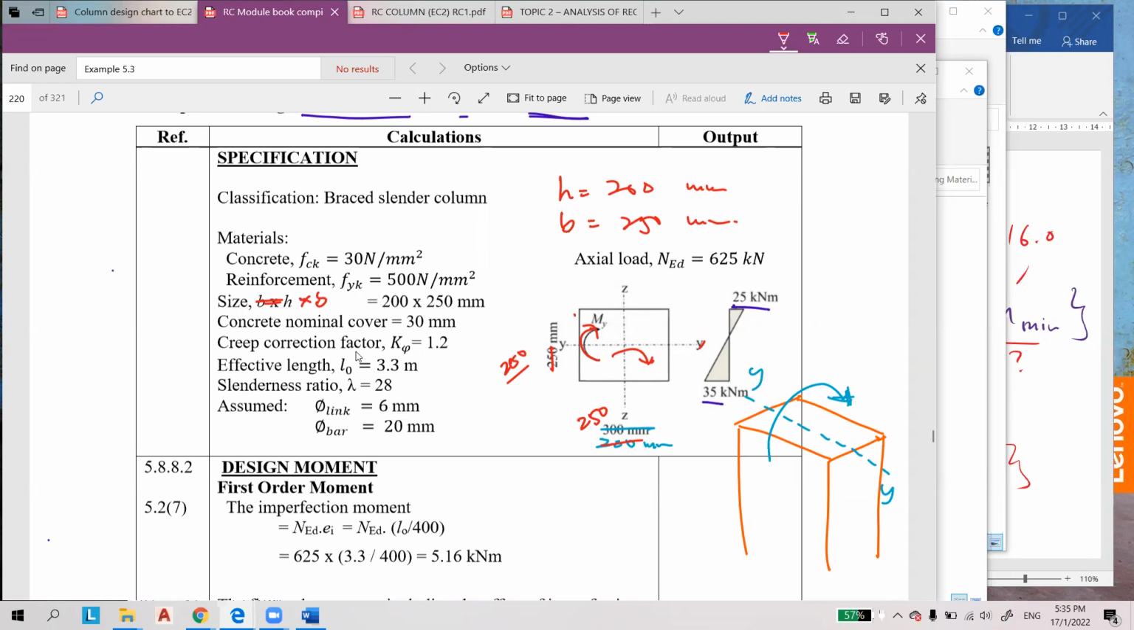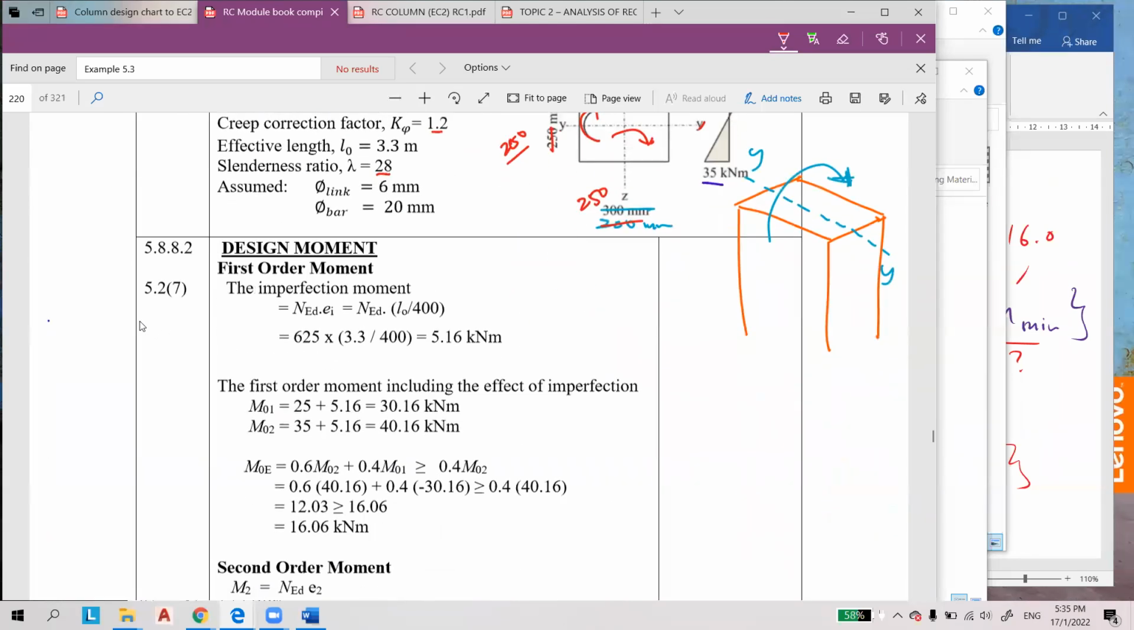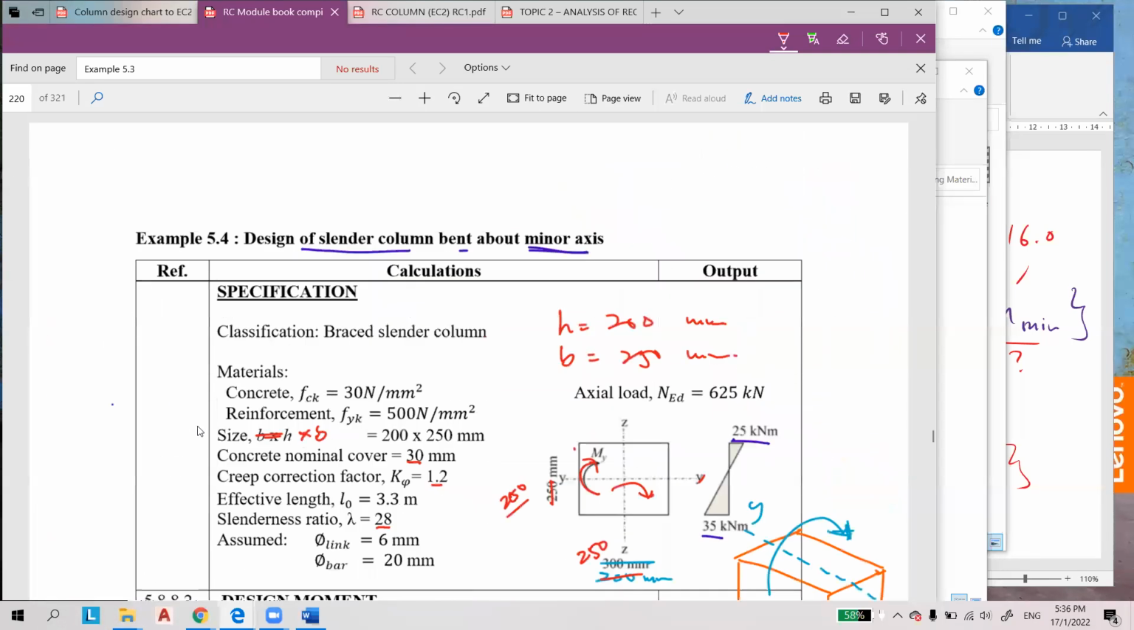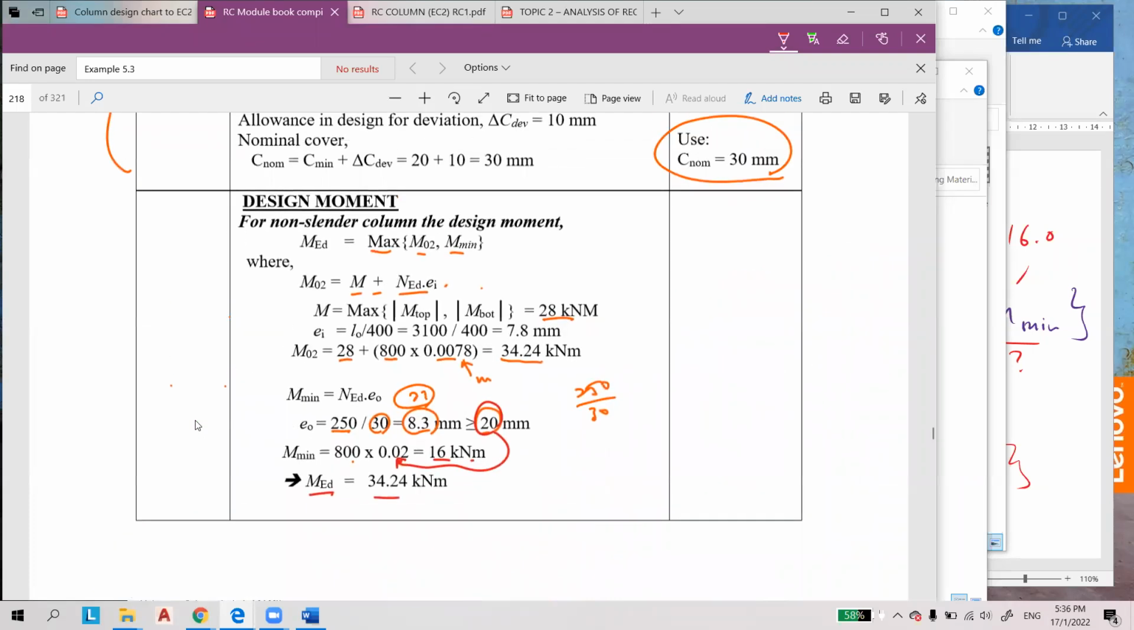The nominal cover is given as 30 mm, but for this case you have to check the creep correction factor you must consider, and then the effective length given here. The slenderness ratio is given as this. In order to determine the bending moment, you must consider the first order moment, where the imperfection moment is equal to NED times the eccentricity, and the eccentricity is equal to L0 over 400.